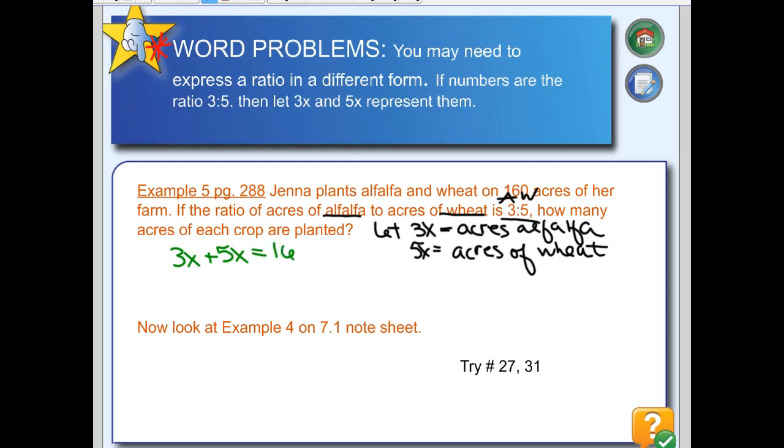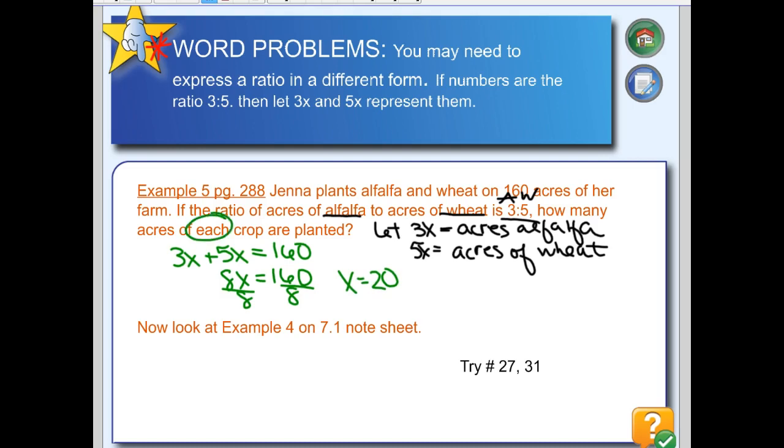Yeah, 160. And so now we're back in chapter 3. What do we need to do first? Combine like terms. 3x and 5x is 8x equals 160. We got to get x alone, so we divide both sides by 8. So what does x equal? Yeah, when we look there then, x equals 20. Now we solved for x, but did we answer the question?